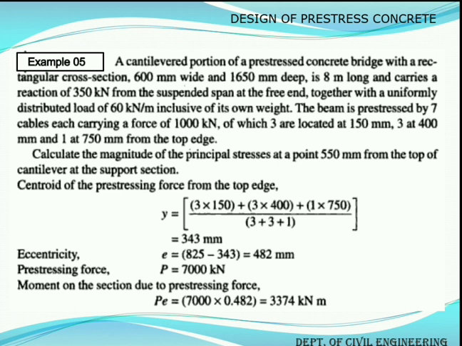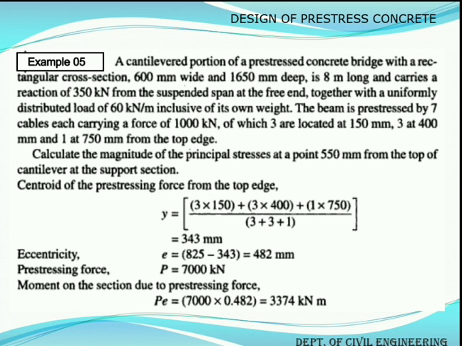In this, a cantilever beam is given which has a cross section of 600 mm by 1650 mm deep. So it's a big girder of a concrete bridge. Span is 8 meters. It carries a point load at the far end. The intensity of the point load is given as 350 kilonewton. Means we have a cantilever beam of 600 by 1650, 8 meter span with a point load placed at the free end. It carries a UDL of 60 kilonewton per meter, including its self weight.